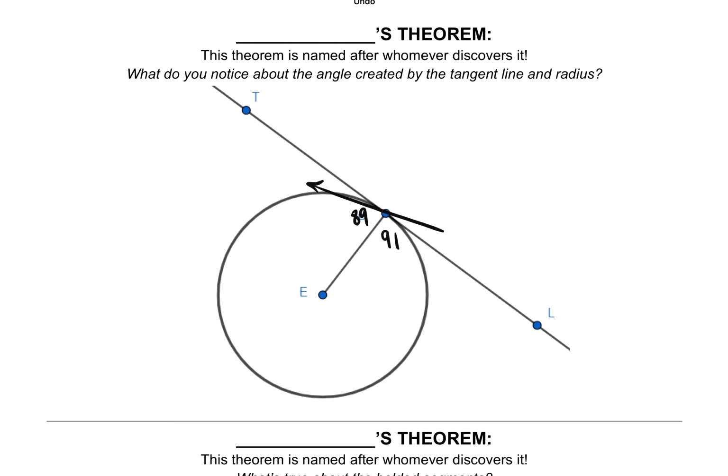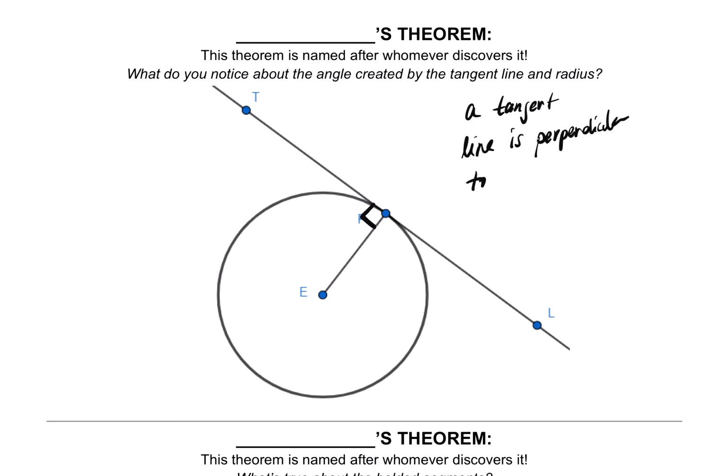Okay, so just to be very mathematically proper, that would be called a proof by contradiction. A proof by contradiction. This guy must be 90 degrees, okay? So here, we're going to write it over here. A tangent line is perpendicular to a radius of the circle.